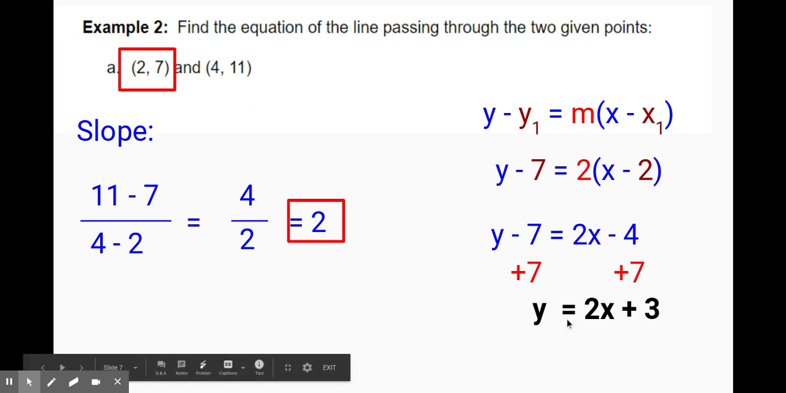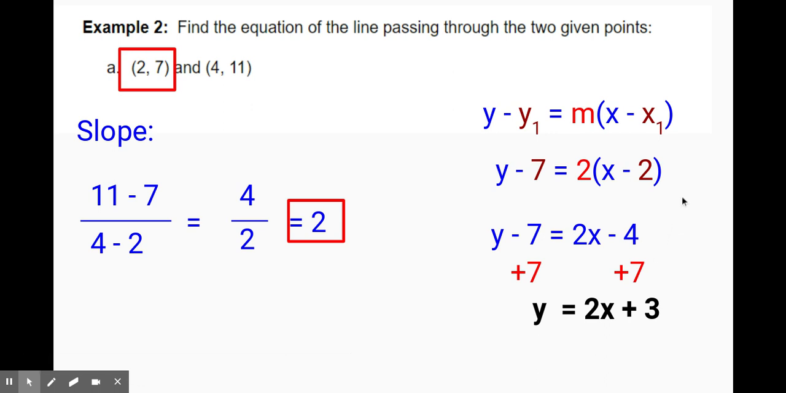This is now y equals, so this 2 is my slope, and that 3 is my y-intercept. If I need to graph it, I can graph that y-intercept of 3, and I can use that 2 over 1 to graph. Let's try a few more.